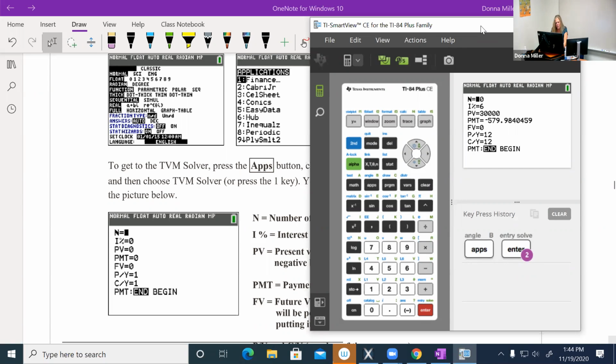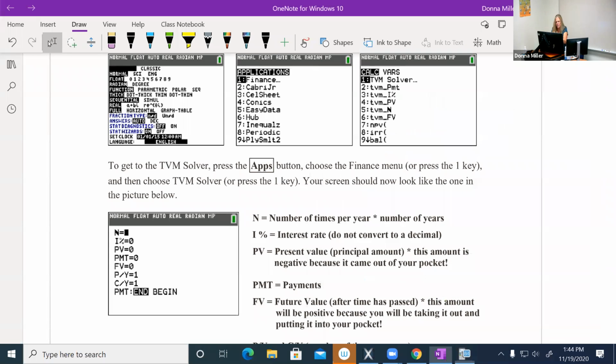Let's talk about what all these things are. She's got a list. I'll minimize this for now. So you see this list of stuff. Let's talk about what they are. N is the number of times per year that you make payments or you put money in the bank times the number of years that you're doing it for. If you're doing a car loan, and I'm paying every month for 5 years, my N would be 5 times 12. I'm making 60 total payments. So N is really the total number of payments that you make, but you can think of it as the times that you pay per year times the number of years.